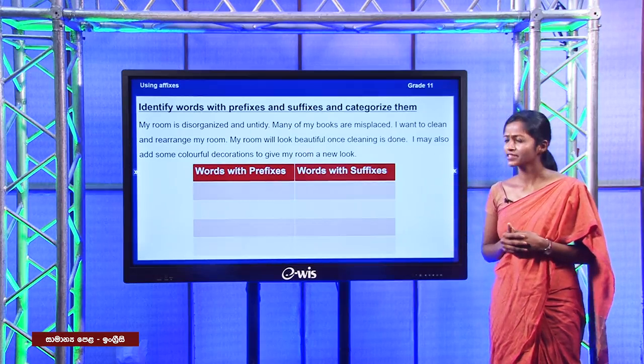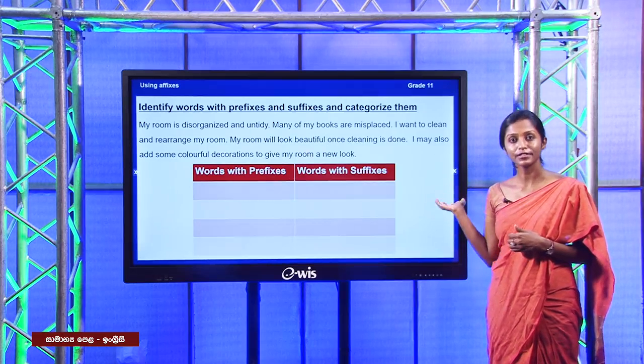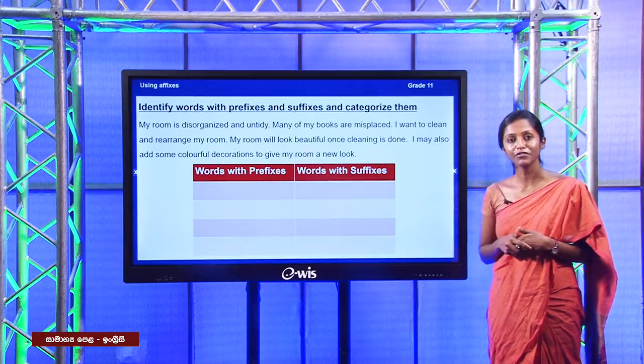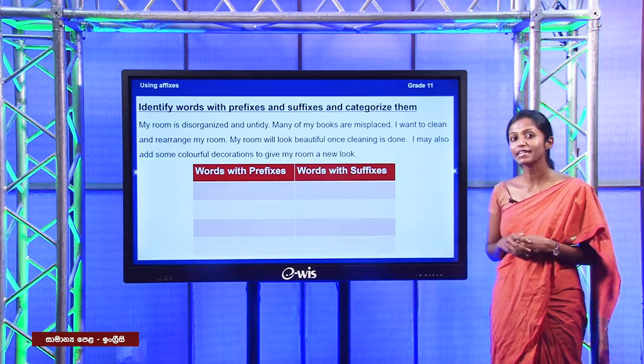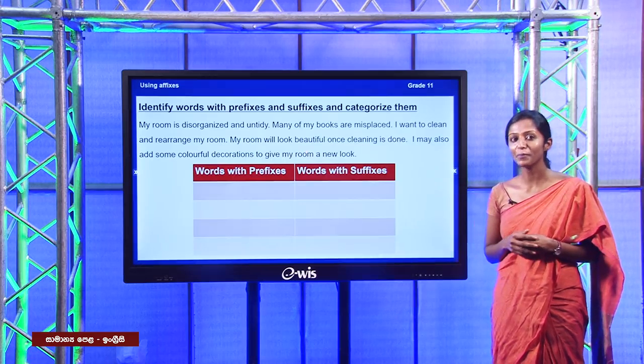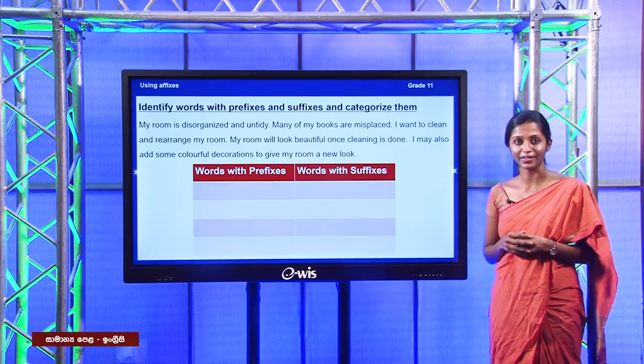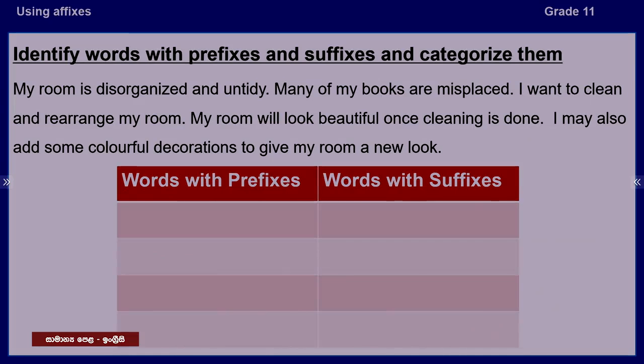Anyway, try to understand the prefixes and suffixes given in the paragraph. Pick them up and put them into the table. I'm sure you have pens and a notebook. So please do the activity. I hope you all have done the activity by now.